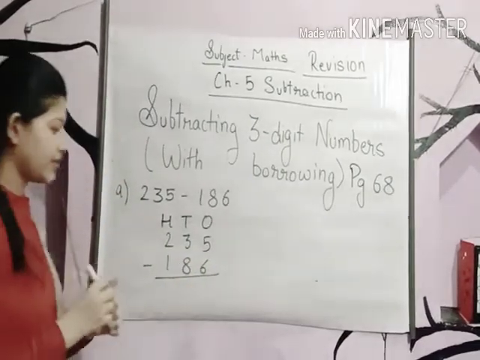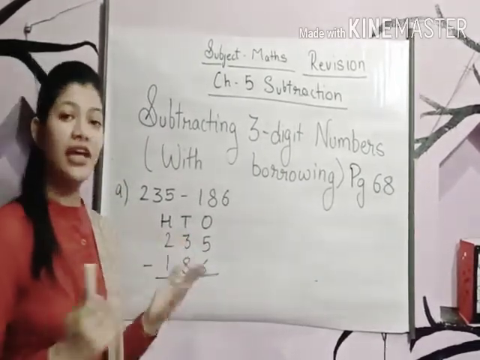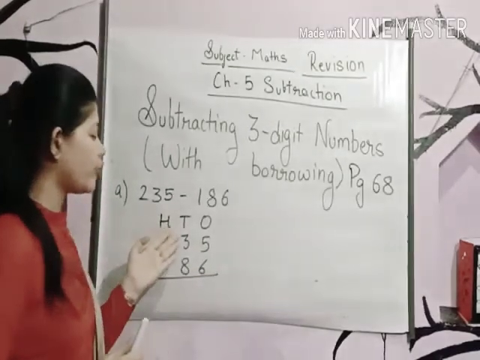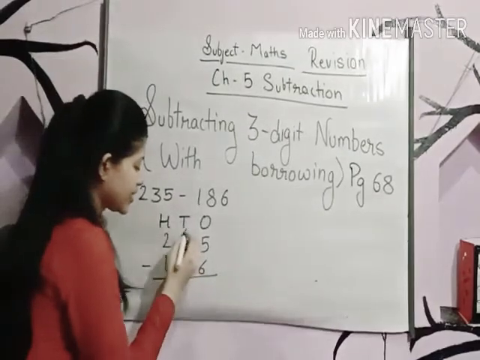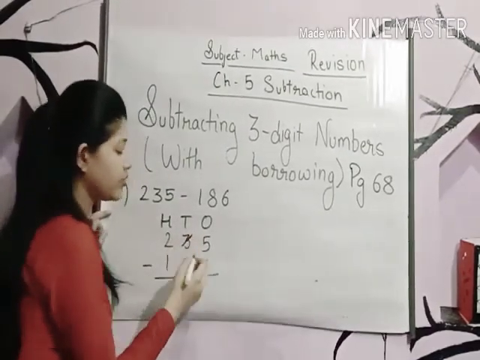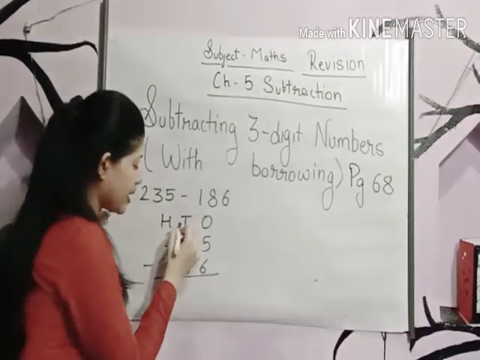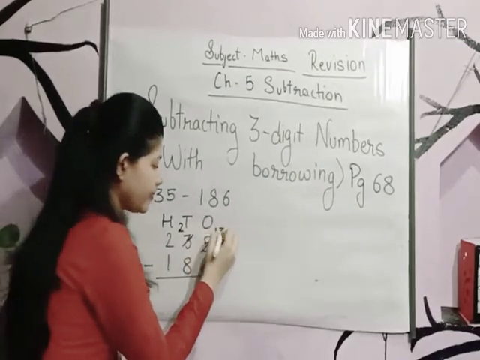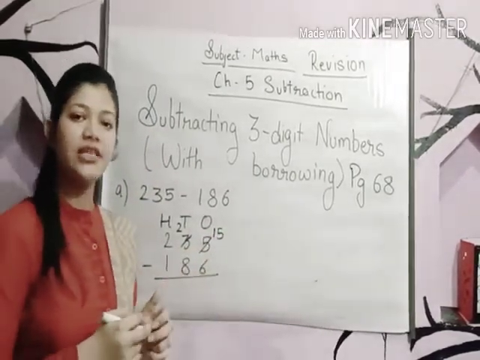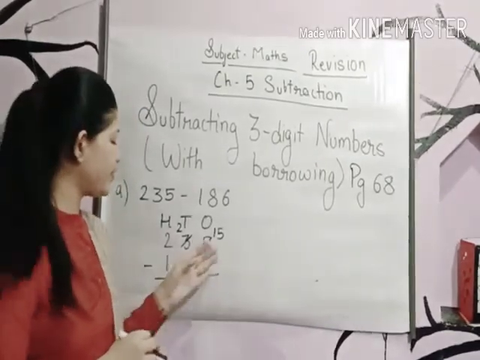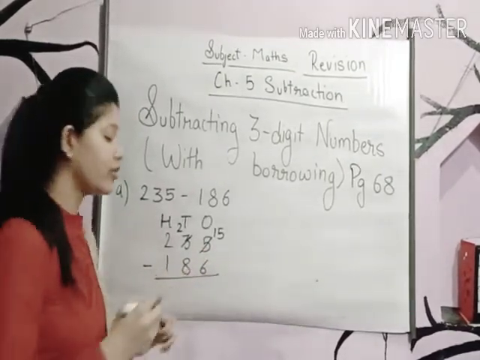Now let's subtract 5 minus 6. Again we will take borrow from the tens column, that is from 3. So we will take 1 from 3, then 3 will become 2 and 5 will become 15. Now 15 minus 6. Now we can easily subtract. So 15 minus 6 is equal to 9.